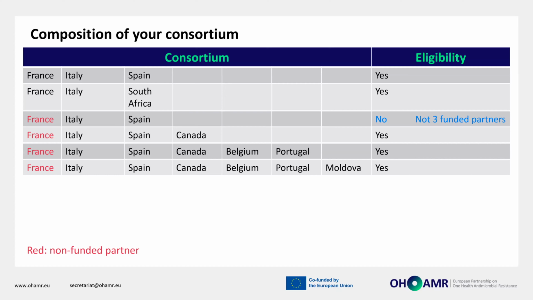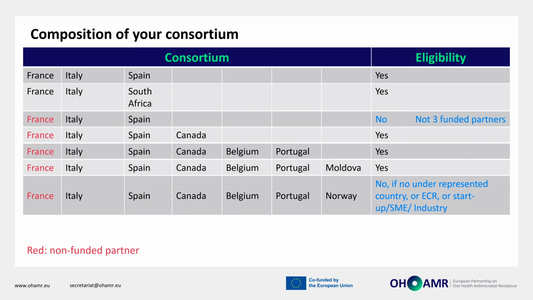In the 6th example, it is allowed to have 7 partners if there is an underrepresented country. Herein we have Moldova. In the last example, we have 7 partners. However, they are neither an underrepresented country, nor early career researcher, nor startup, SME, and industry. So in this example, the consortium is not eligible for funding for this call.